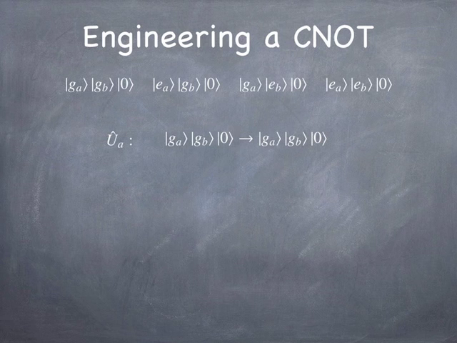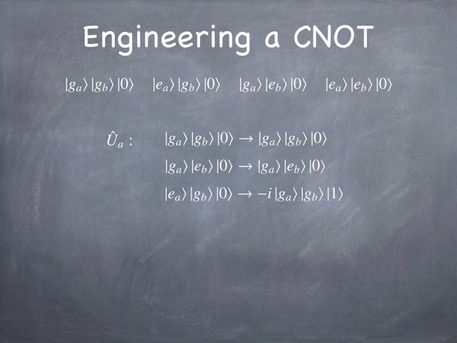But if ion A is in the ground state, nothing happens because the laser is detuned and it can't affect ion A if it's in the ground state. But if it's in the excited state, what it does is it forces a transition to the ground state, but it bumps the vibrational mode up by one. It also happens to have the effect of multiplying the phase by minus i. This is just a question of how long do you apply the laser pulse.